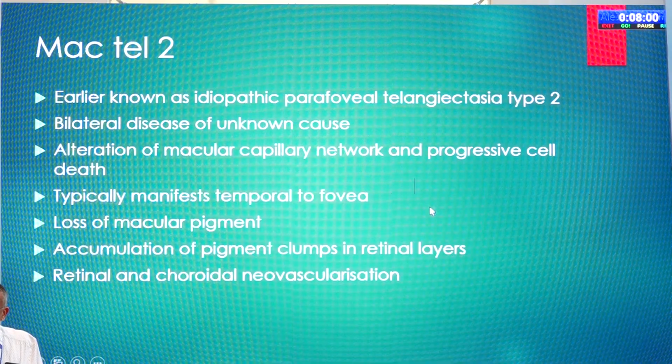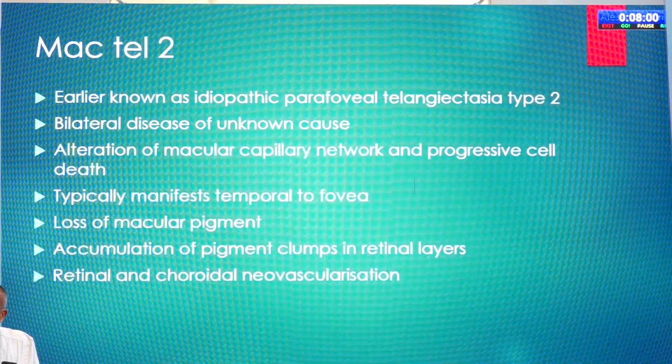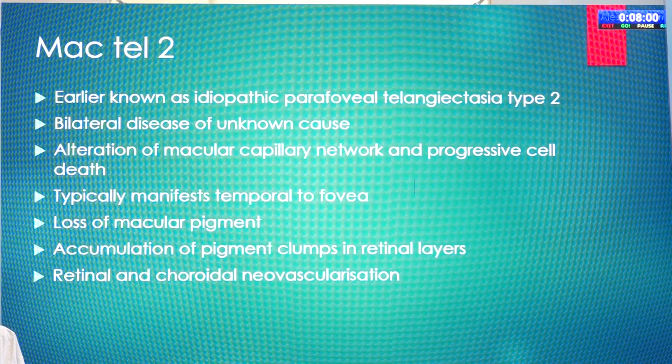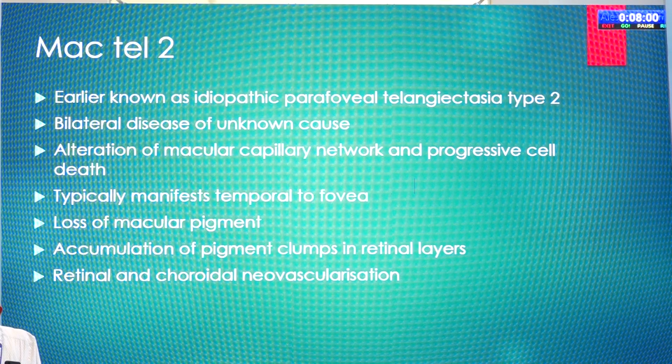So coming to MacTel type 2, this was earlier known as idiopathic parafoveal telangiectasia type 2, type 1 being Coats disease. It is a bilateral disease of unknown cause, with alteration of the macular capillary network and progressive cell death, typically manifesting temporal to the fovea, and there is loss of macular pigment, accumulation of pigment clumps in retinal layers, and retinal and choroidal neovascularization.